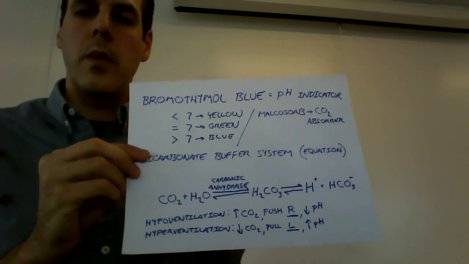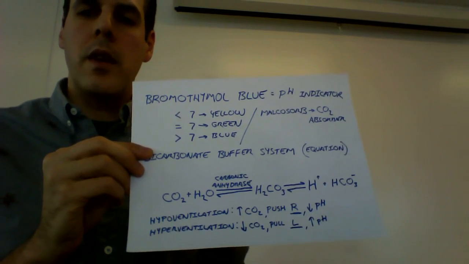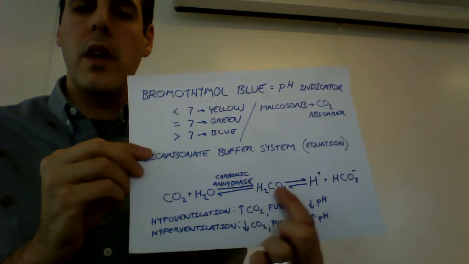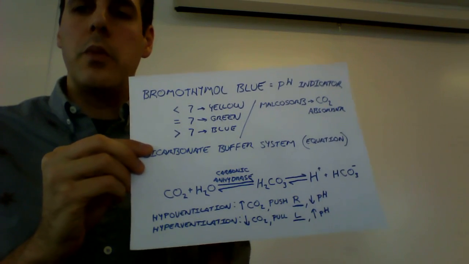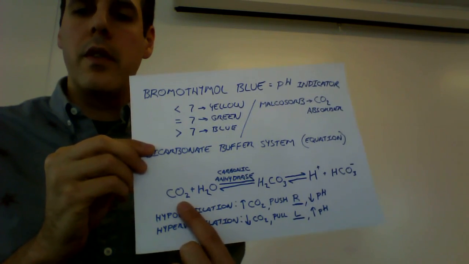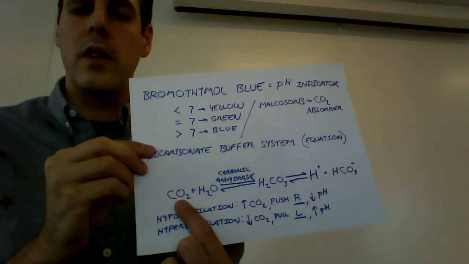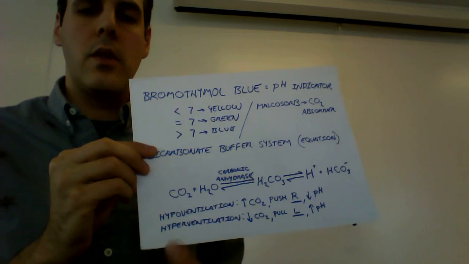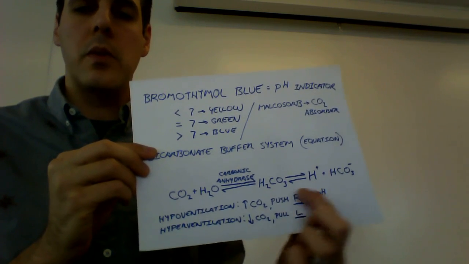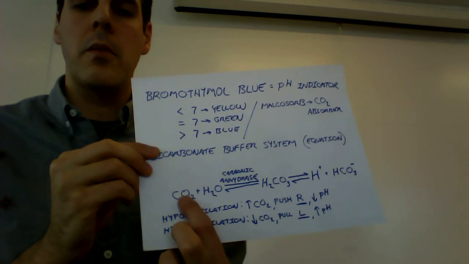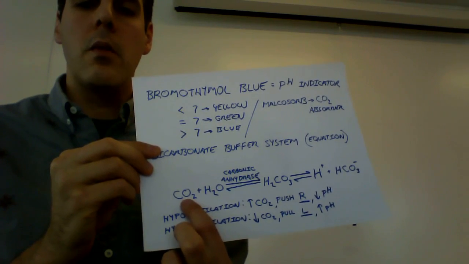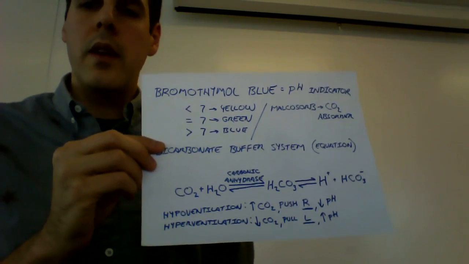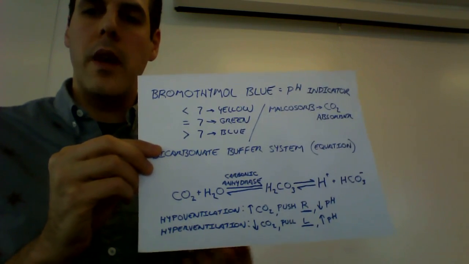Carbon dioxide is something we have to get rid of. As carbon dioxide builds up in the blood, it would push this reaction to the right, and pH would go down. When you breathe off the CO2, it pulls the reaction over to the left. So depending on how much carbon dioxide we have, we can push this reaction to the right or pull it to the left. One of the ways that we can adjust the pH of our blood is by respiration.